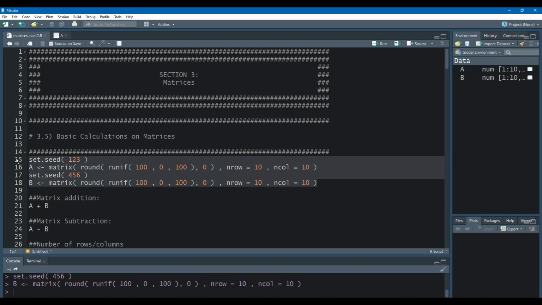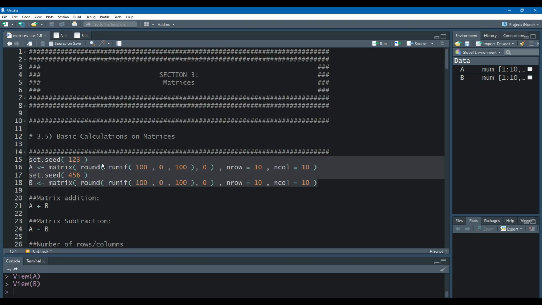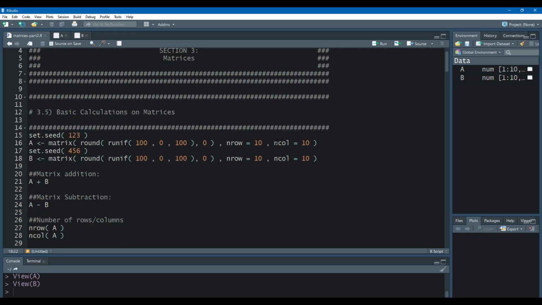So running all that, here I have matrix A, here I have matrix B. Matrix B is filled with different numbers, but because we set that seed value, you're able to replicate the results and get the exact same pseudo-random numbers that I did. We're going to use these two matrices in going through basic operations and basic calculations. Some of the topics include addition, subtraction, multiplication, division, element-wise, and in accordance with linear algebra techniques. So let's get started.